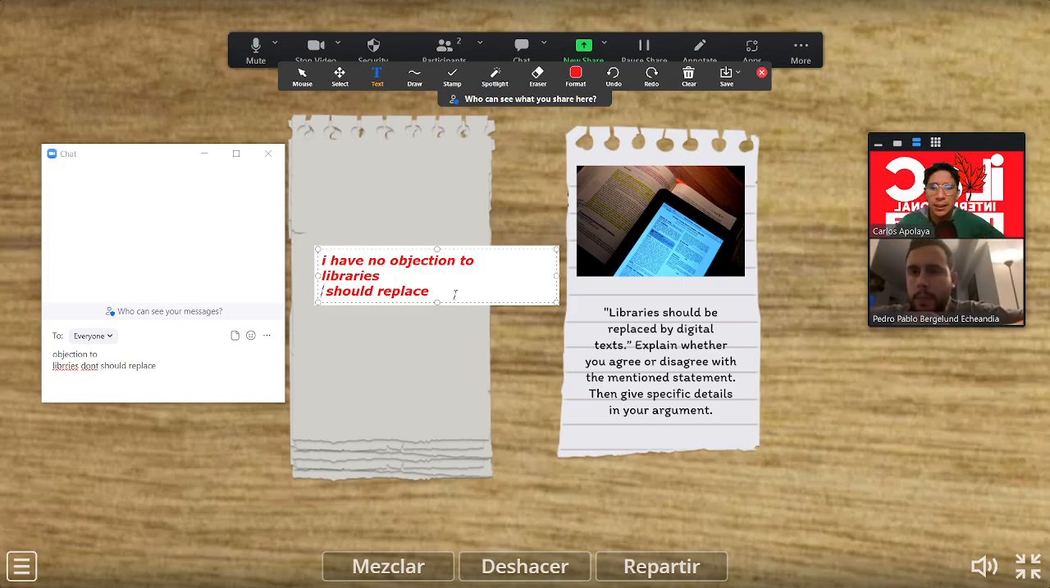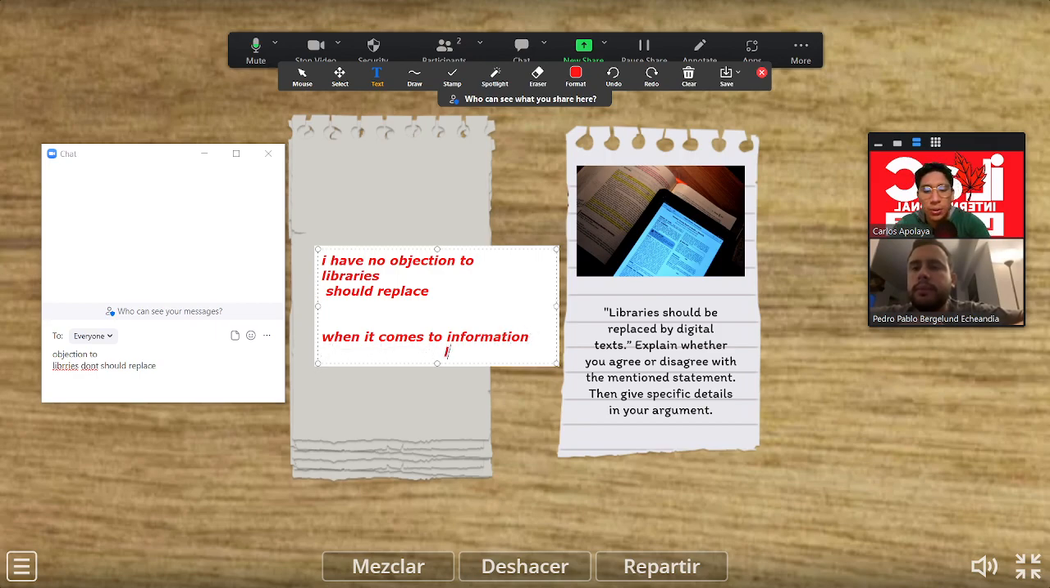Or you can say, well, it just so happened that I don't use the internet when it comes to, ¿qué significa when it comes to? Cuando se trata de. When it comes to, for example, when it comes to information, cuando se trata de buscar información, when it comes to looking for information, I have no hesitation in saying that digital texts are the most reliable because they are updated constantly. Ellos están actualizados constantemente.